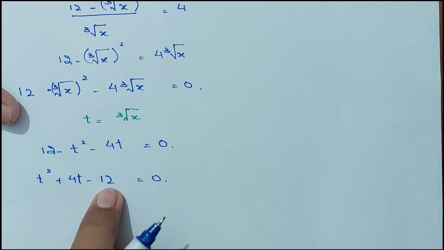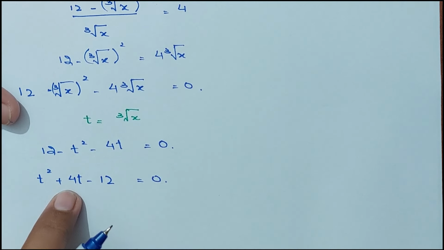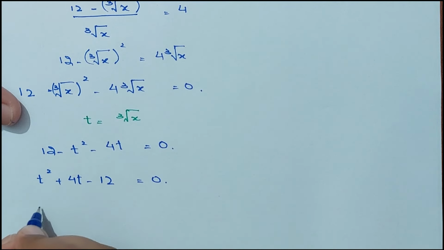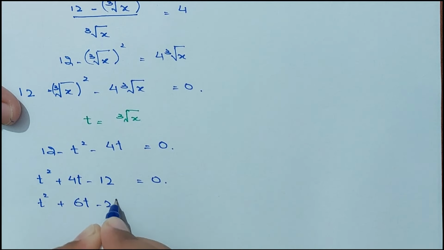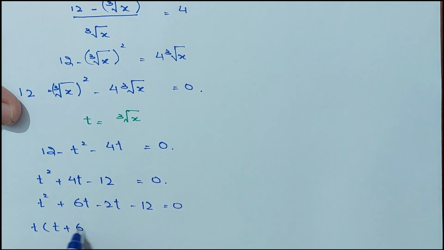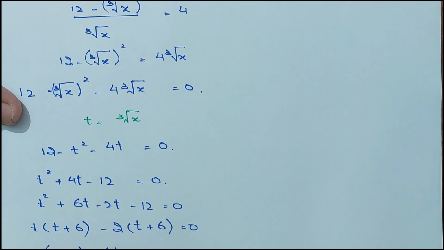1 times 12 is 12. The factors of 12 that make 4: 2 times 6 is 12, and 6 minus 2 is 4. So t square plus 6t minus 2t minus 12 equals to 0. So t is common, we are left with t plus 6. Negative 2 is common, we have t plus 6. So the factors are t plus 6 and t minus 2 equals to 0. Alright.